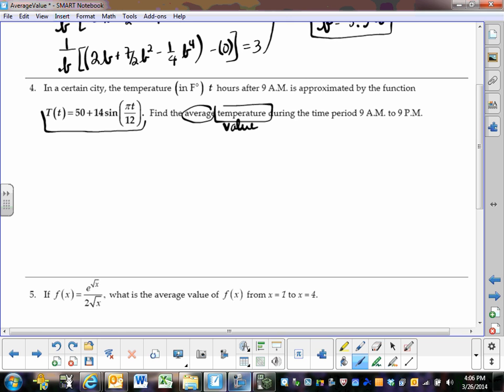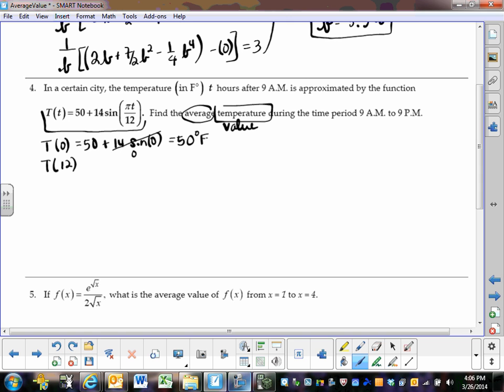So if you want to think about what would make sense on there, one of the ways that I check for reasonableness is I ask myself, what would the temperature be at time 0? The temperature at time 0 is going to be 50 degrees Fahrenheit. My average temperature over that time period should not be drastically different from what the temperature would be at time 0 or at time 12.